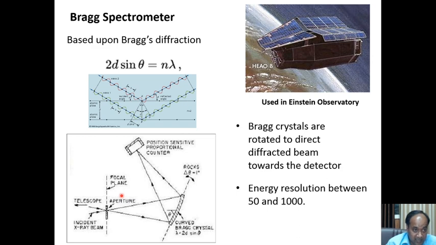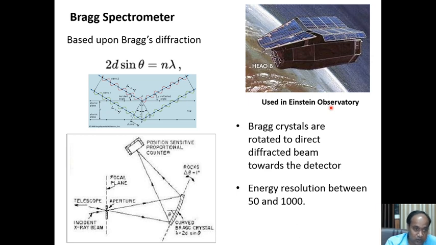To realize spectrometers in the X-ray domain, we of course have to use a very fundamental thing about the X-rays, which is the Bragg diffraction. That was flown in one of the observatories, the Einstein X-ray Observatory. Now remember that to do X-ray spectroscopy, unlike what you do in radio, radio can be done from Earth, optical can also be done from Earth. X-ray spectroscopy or X-ray astronomy cannot be done from Earth because the atmosphere absorbs all the X-rays, so you have to go to space.